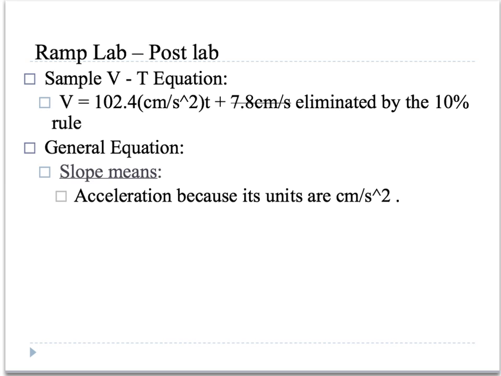Okay? So for our general equation, we can first talk about what the slope means. That's the first number that we need to interpret. Slope here means acceleration. You know this because of the units are centimeters per second squared. If you didn't already know that was a unit for acceleration, that's okay, but you should know that pretty much from now on because we'll use acceleration a lot in this class. So anytime you have a distance divided by a time squared, regardless of what the units are there, that would be acceleration.